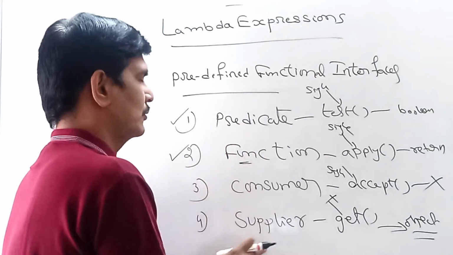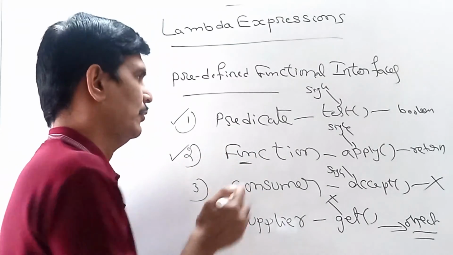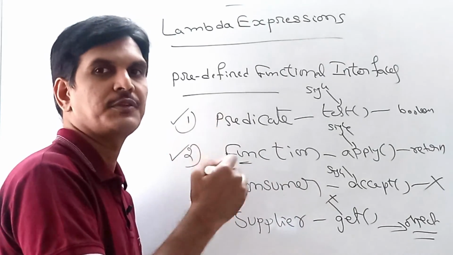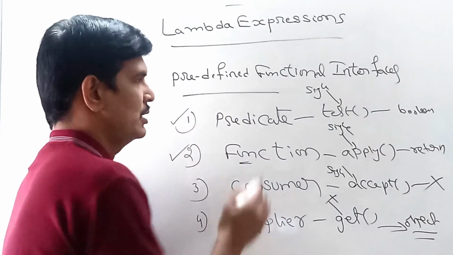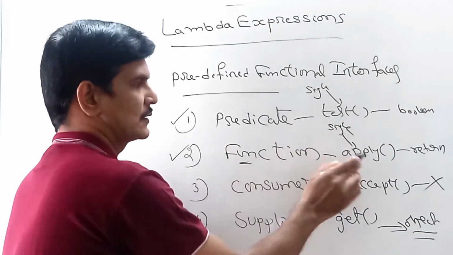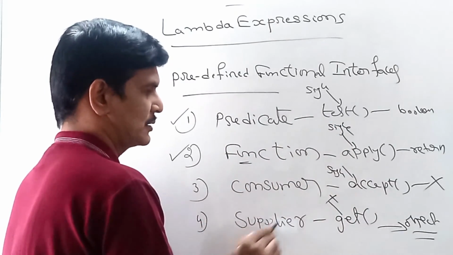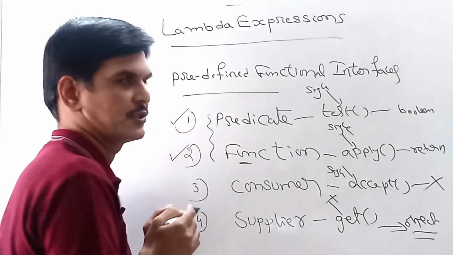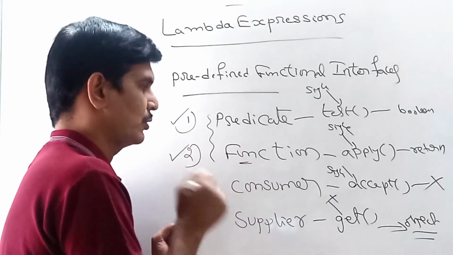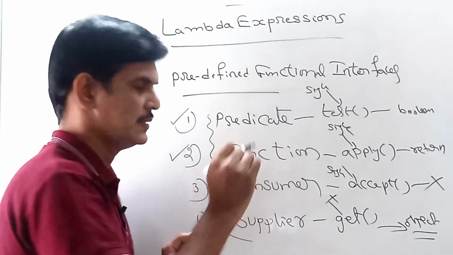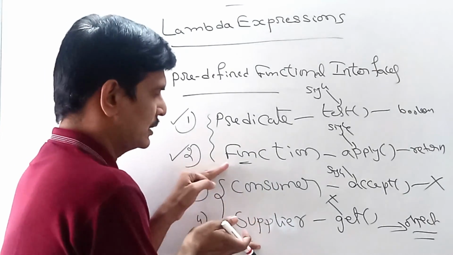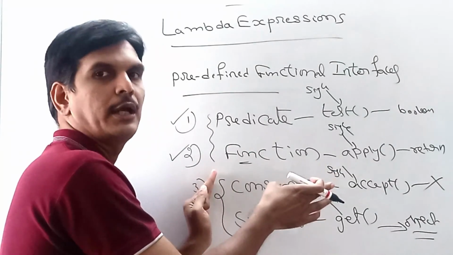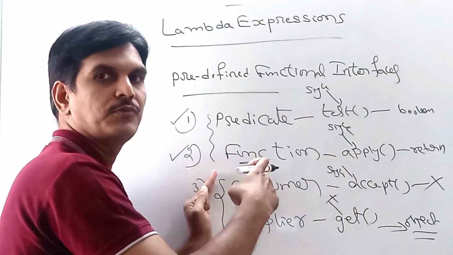So these are the four types of predefined functional interfaces we have: predicate, function, consumer and supplier. Each interface has a dedicated abstract method. Predicate is having test, function is having apply, consumer is having accept, supplier is having get. We already discussed predicate and function earlier. In today's video I mainly focus on consumer and supplier. The basic difference between these two is that consumer will just accept the input and do some processing, but it doesn't return any value for us.